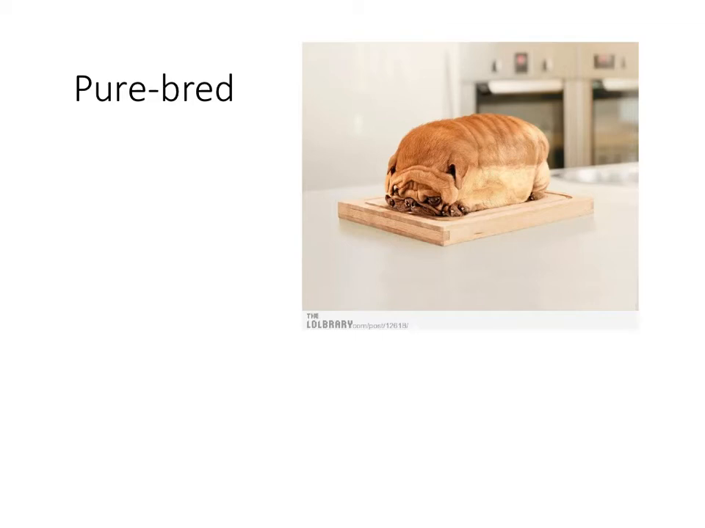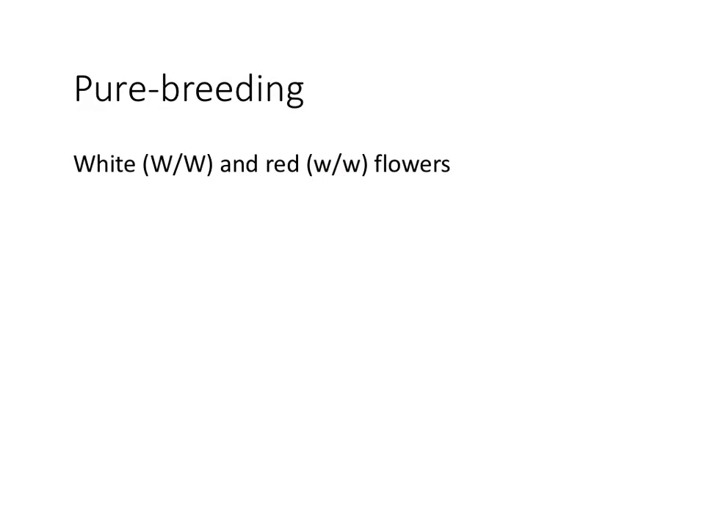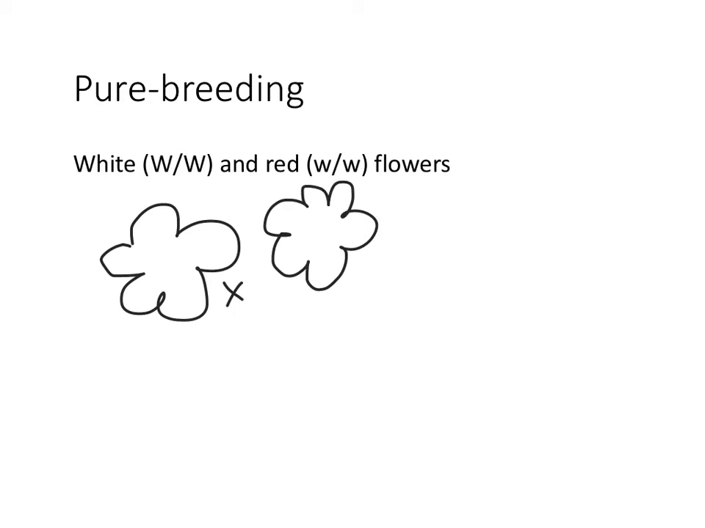Purebreeding, the purebred dog. So in order to be able to test for dominance or recessiveness of alleles, we have to start with purebreeding lines of individuals. So we could have white flowers whose genotype is capital W over capital W. What does it mean if they're purebreeding? It means that you mate two of those same phenotype individuals together. What do their kids look like if they're purebreeding?